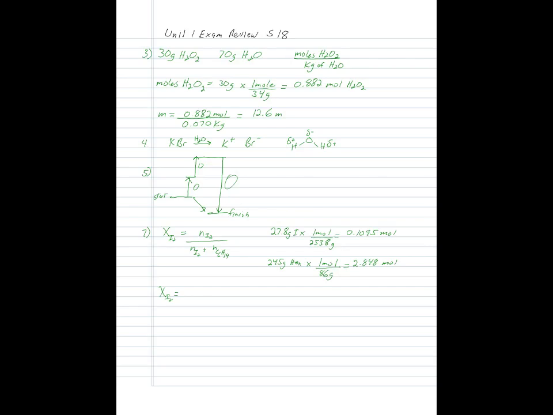And so my mole fraction of I2 is going to be equal to my number of moles of I2, so 0.1095 moles over 0.1095 moles plus 2.848 moles. And when we calculate that out, we get 0.0370. And the mole fraction there is unitless. It has no units. It's just a fraction. The mole cancels out.